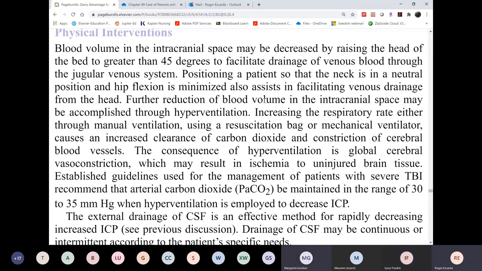You saw Cheyne-Stokes respirations, right? And there's bradycardia in the Cushing's triad. So heart rate starts to drop, respiratory rate starts to drop. So if your respiratory rate is below 10 now, what will happen to your oxygen level? Low. Decrease. What happens to your CO2 level? It's going to increase. Okay, so you have low oxygen, high CO2.